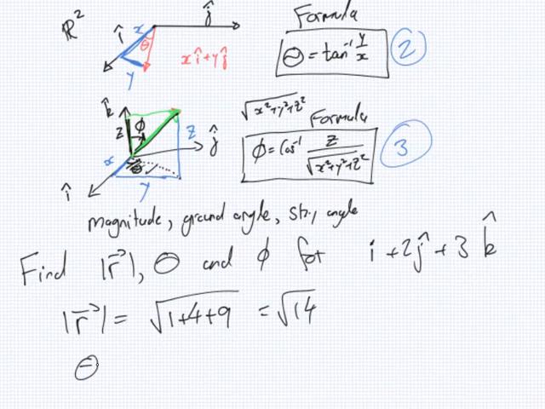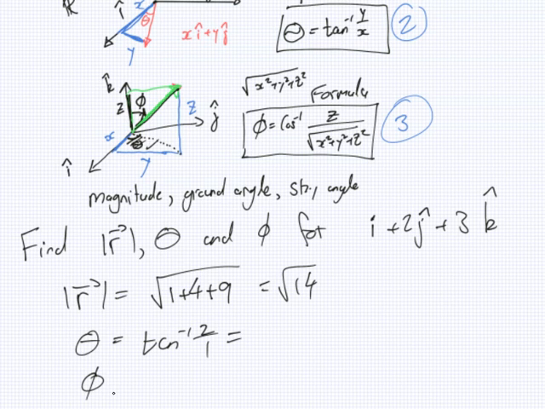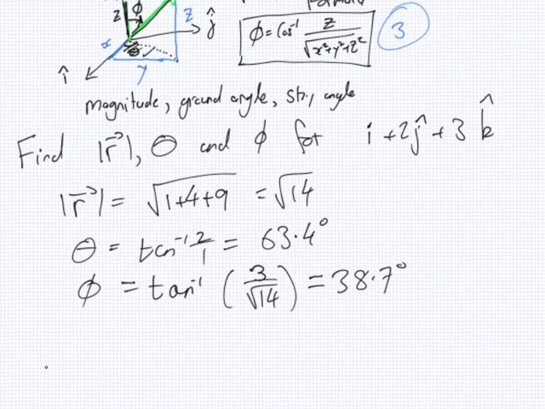Okay? What's the theta? The theta is tan inverse 2 over 1. What's that, please? Radian or degree? Degree is fine. Okay, and then the phi is tan inverse 3 over root 14. Okay, cos inverse, I did that on purpose to test you. Cos inverse 3 over root 14, what's the angle here?